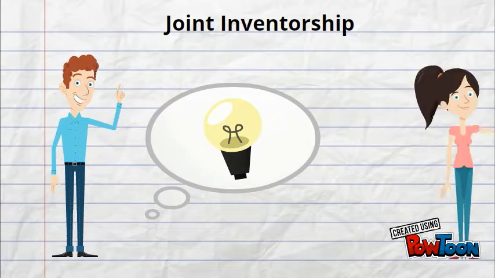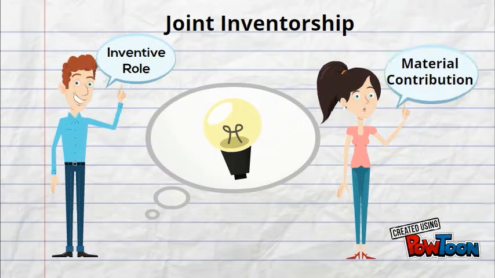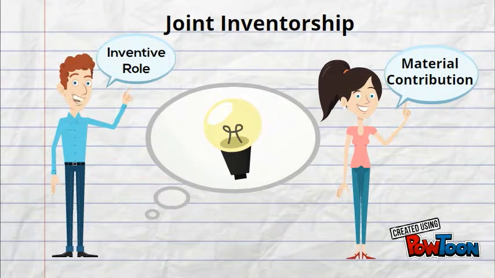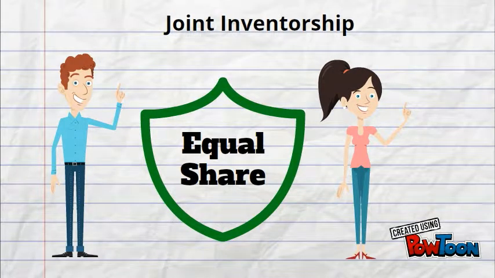Sometimes an invention can have two or more inventors. Each person must have had an inventive role in the material contribution of the invention. If they have done this, then they are said to have an equal share in the ownership of the patent.